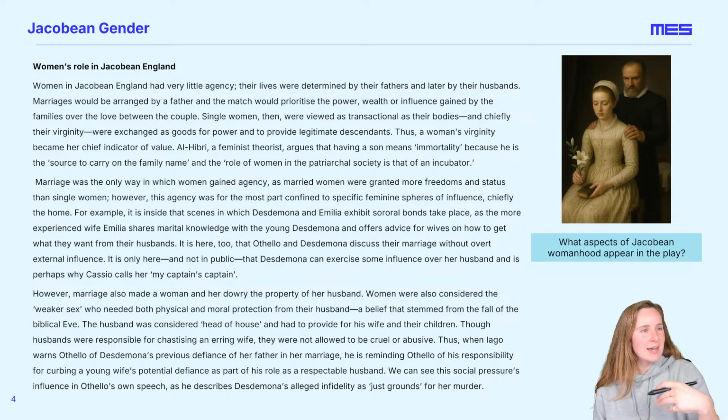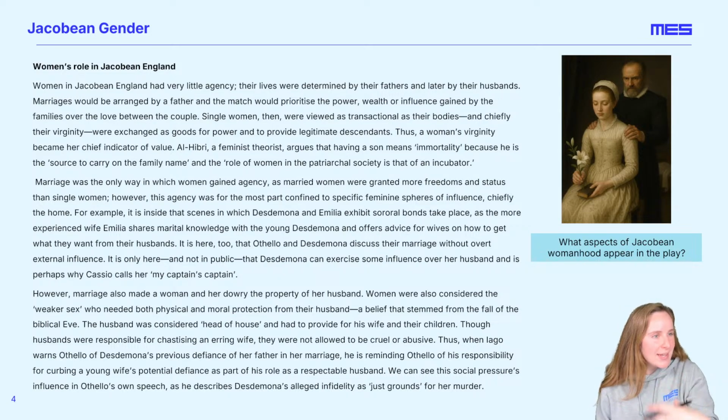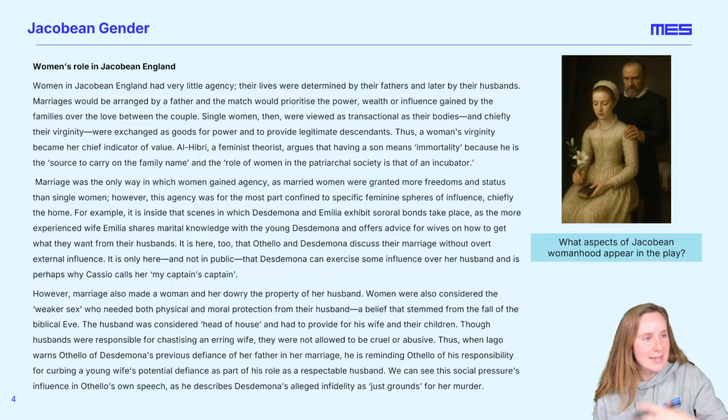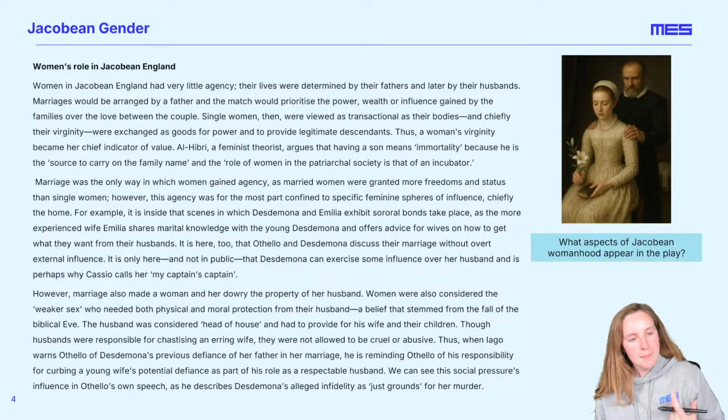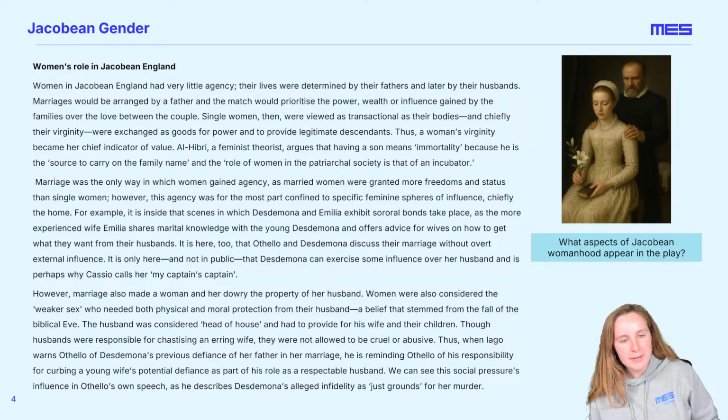And so this idea of an almost oven-esque warming place, a container for children to grow in, for a son to grow in. Marriage was the only way in which women gained agency, as married women were granted more freedoms and status than single women. However, this agency was for the most part confined to specific feminine spheres of influence, chiefly the home.